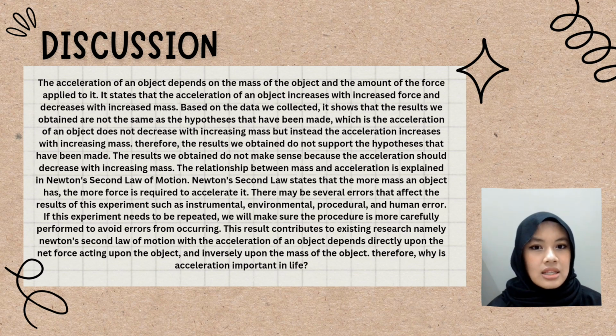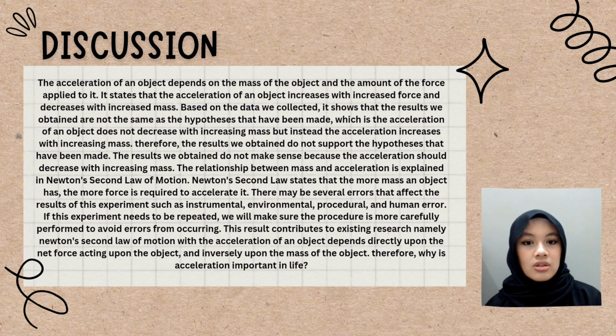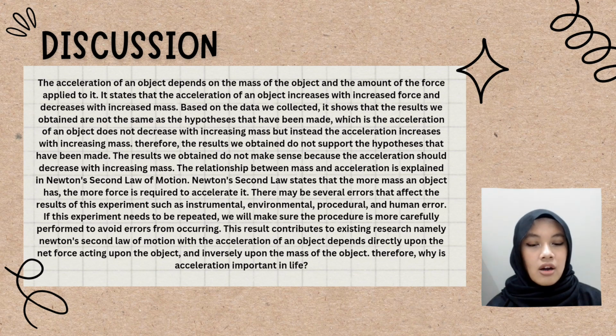There may be several errors that affect the results of this experiment, such as instrumental, environmental, procedural, and human error. If this experiment needs to be repeated, we will make sure the procedure is performed more carefully to avoid errors. This result contributes to existing research, namely Newton's second law of motion, that the acceleration of an object depends directly upon the net force acting upon the object, and inversely upon the mass of the object. Therefore, why is acceleration important in life?